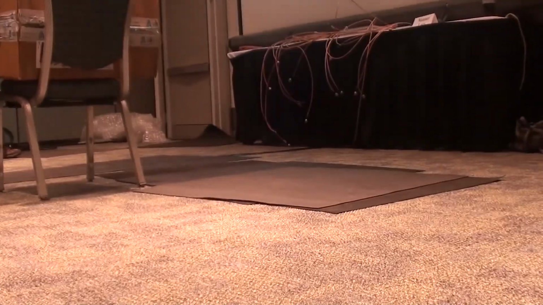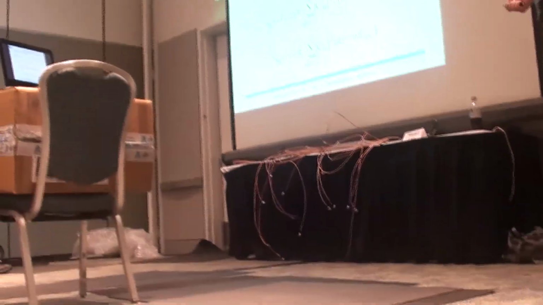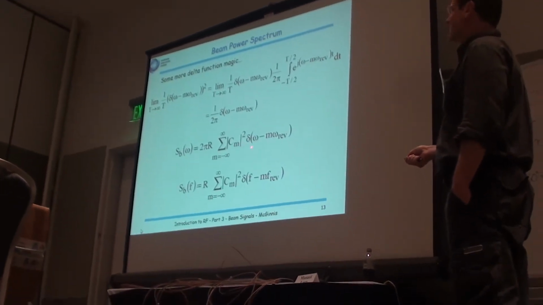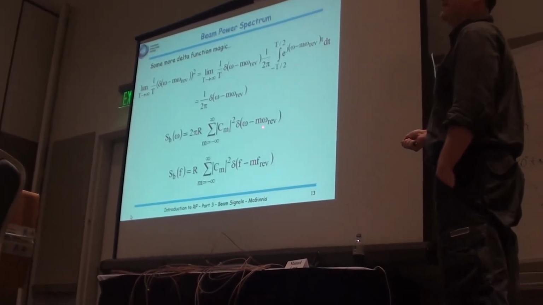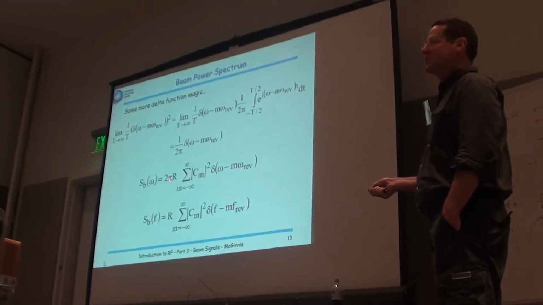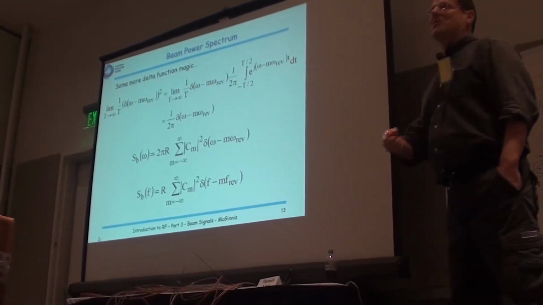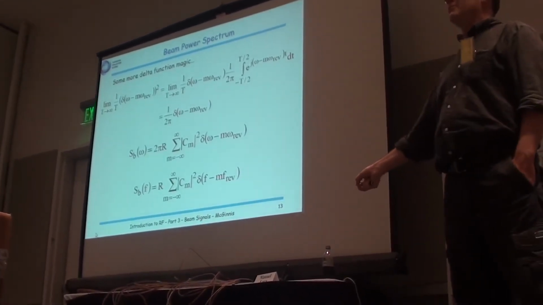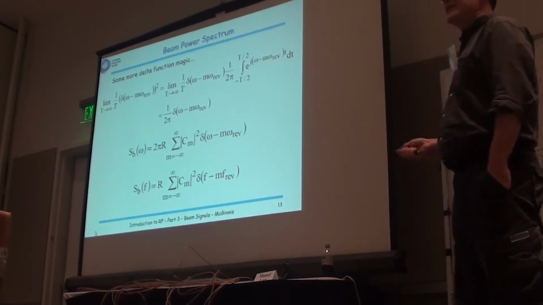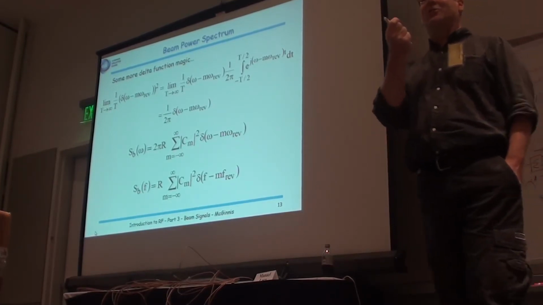Okay, so that means your power spectral density, and this is the cool formula that shows up, is basically just given by the Fourier coefficient squared, and it's given by a delta function at the revolution frequency, and you see that it shows up at every harmonic. If I had just written this down, you wouldn't have believed me, okay? But this is basically the power spectral density. It's infinite at the revolution line.